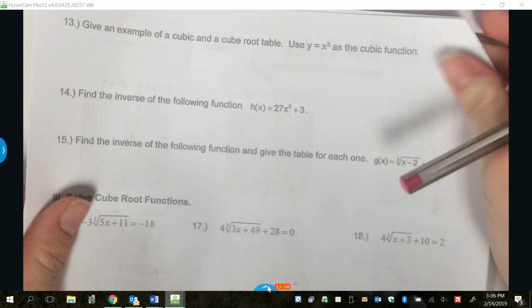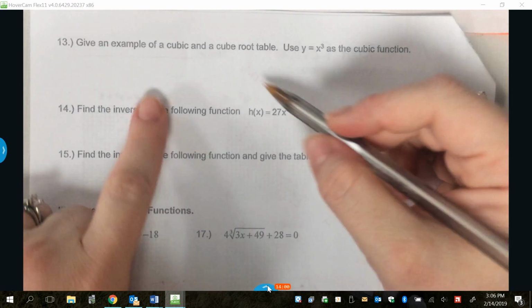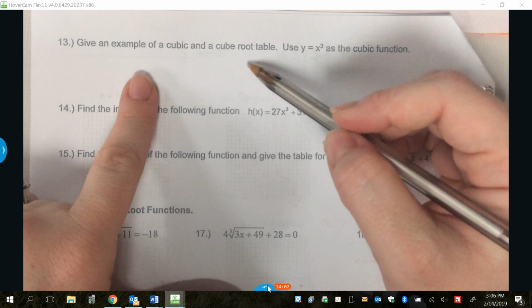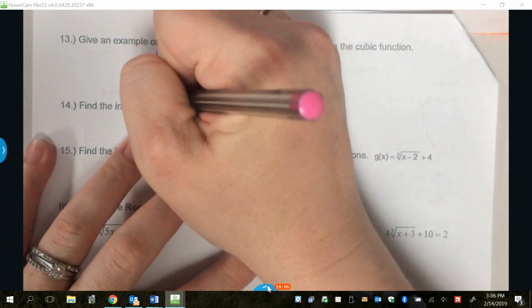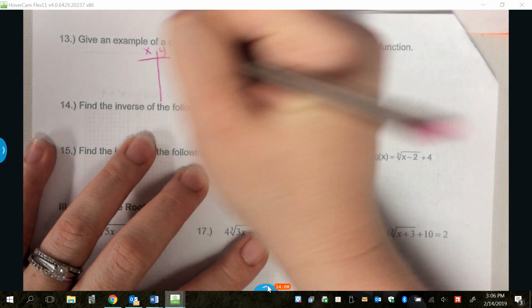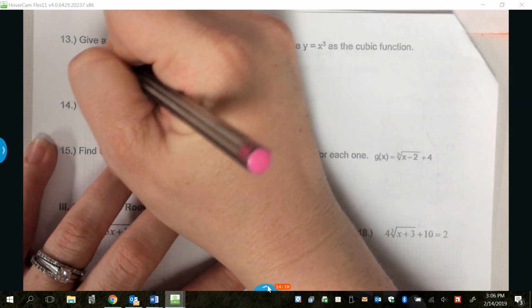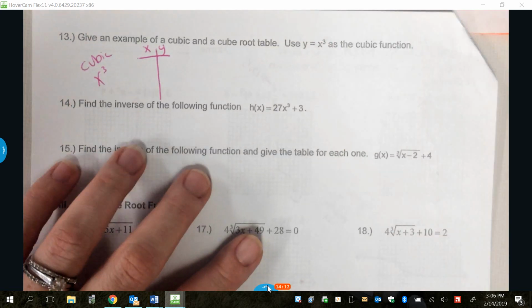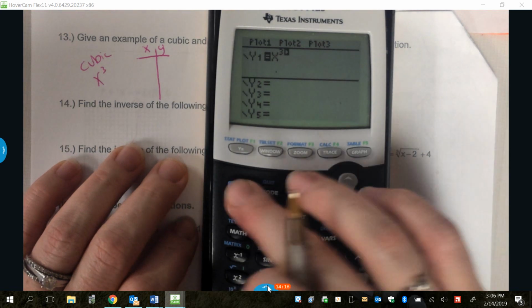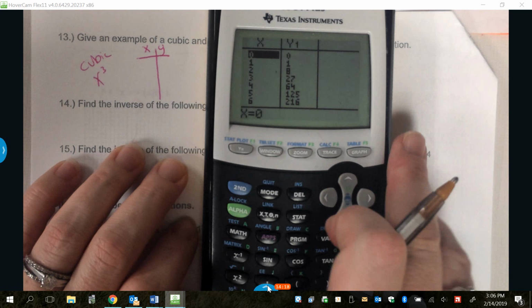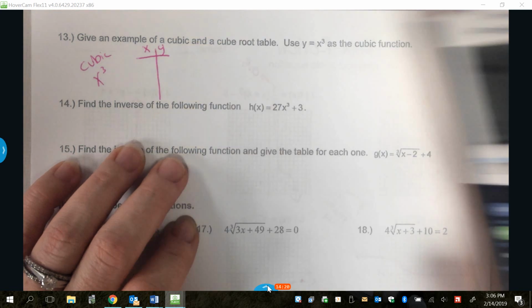Alright, done with graphs, or done graphing, which is exciting. Okay, so it says give an example of a cubic and a cube root table. So it's asking us to produce a parent function. So this is cubic, which is x to the 3rd power, which is what it tells us to use. X to the 3rd power, graph. I pretty much get 0, 0, 1, 1, 2, 8, 3, 27.